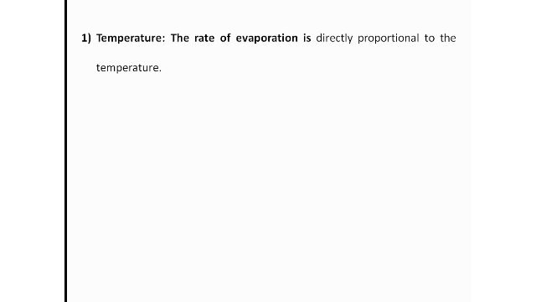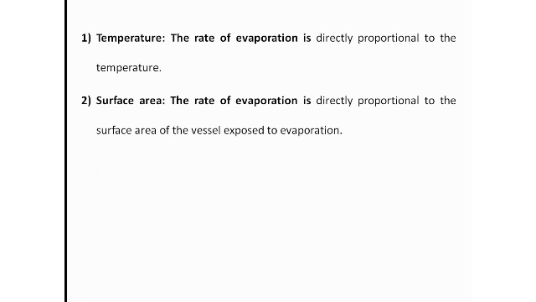The rate of evaporation is directly proportional to the temperature. So if we keep on increasing the temperature, the rate of evaporation will increase. But I am repeatedly telling you, this temperature should be lesser as compared to the boiling point. It should not reach the boiling point. If it has reached the boiling point, then distillation will take place.